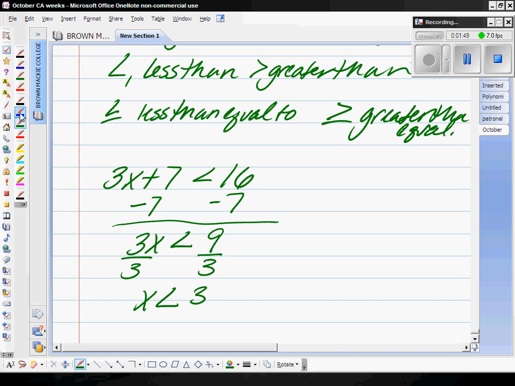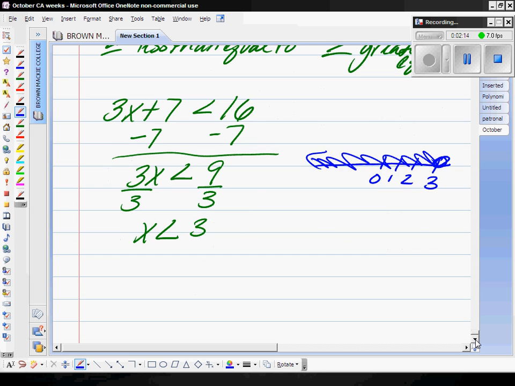If we need to graph this, well, this is 0, this is 1, this is 2, and this is 3. Again, since we discussed it in class, since this is just less than, that means it is open at 3, and then we shade everything in the direction of the inequality, which is to the left, which means less than. And then we've done our first solution.